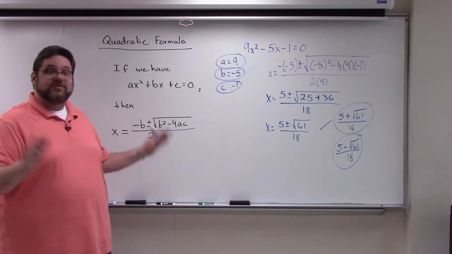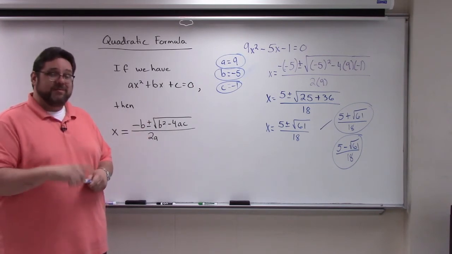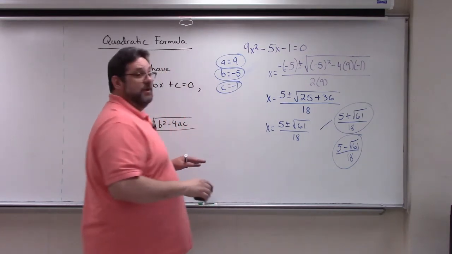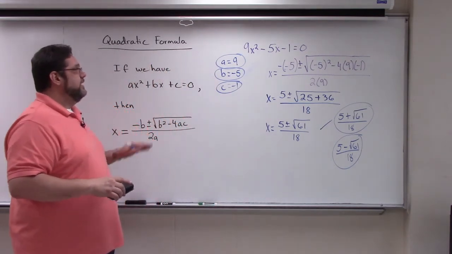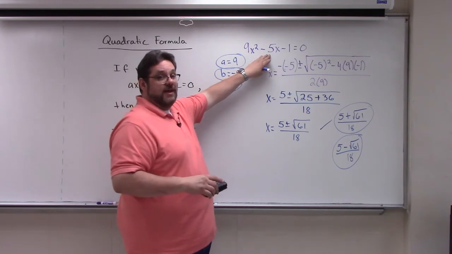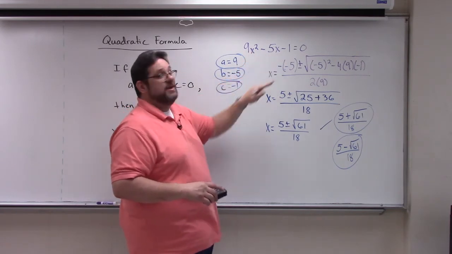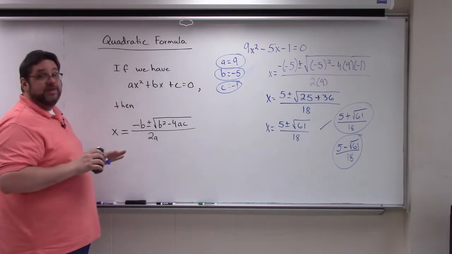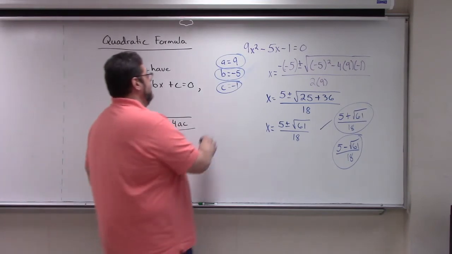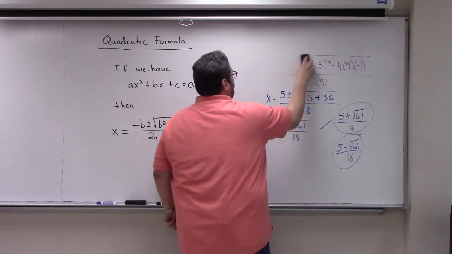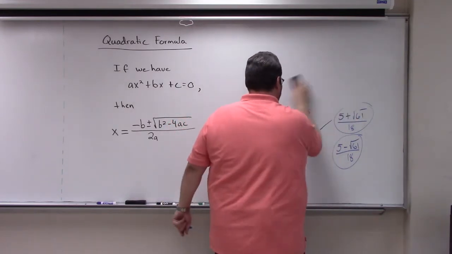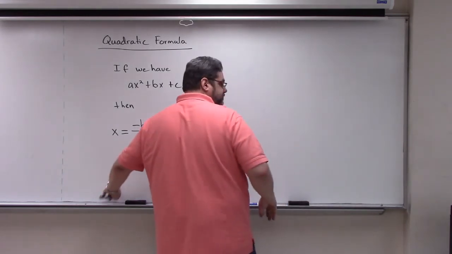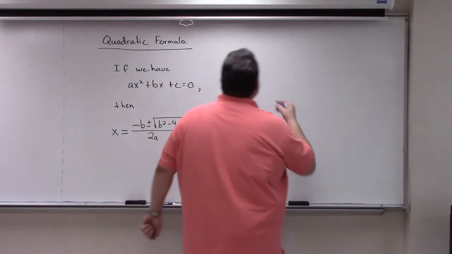Now, I could do 73 examples with this, but I'm going to do one more. But before I erase this, remember, you need everything on one side. You find your values for A, B, and C, and you plug them into this. And that's really all there is to it. All right. So here's the last one.